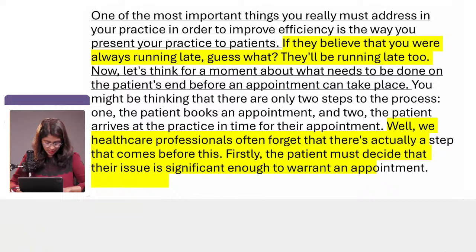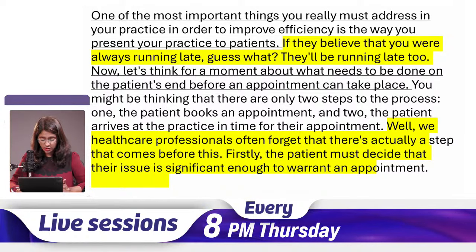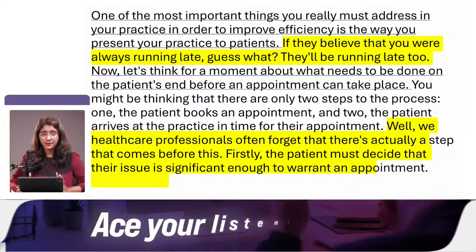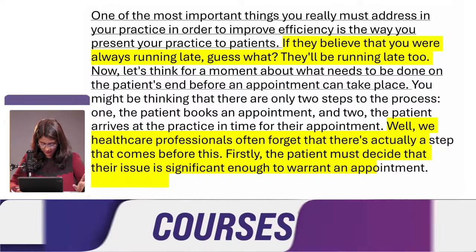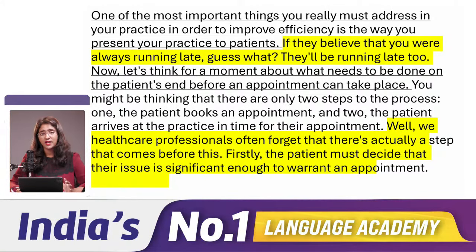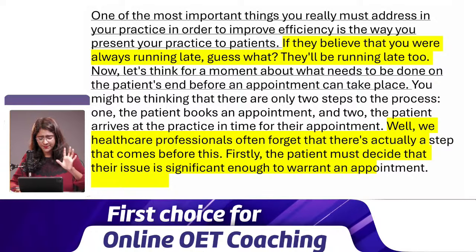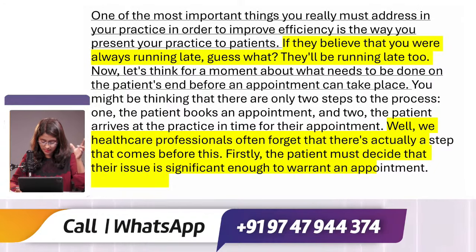But here, look at option C. Option C is saying, consider what might be causing their issue. Are they saying they should look at what is causing their issue? No. They are saying they must decide the issue, the problem they have, is significant to warrant an appointment. To ask for an appointment, it is significant. So they feel that they need a consultation. First, they have to feel that they need a consultation. So they're not talking about considering what might be causing their issue. They're saying they should feel that they need a consultation.